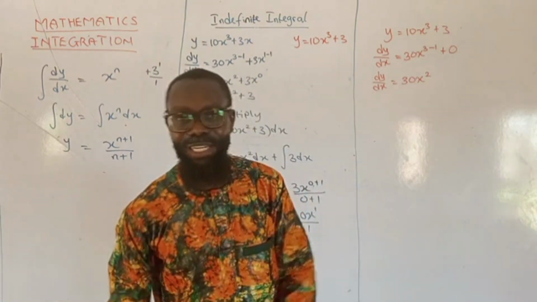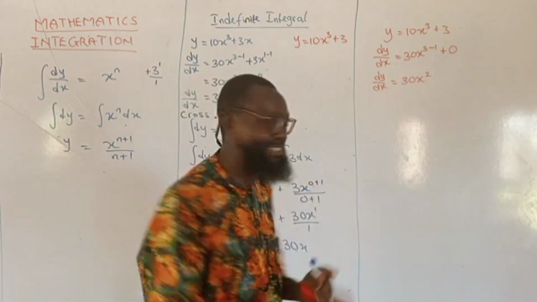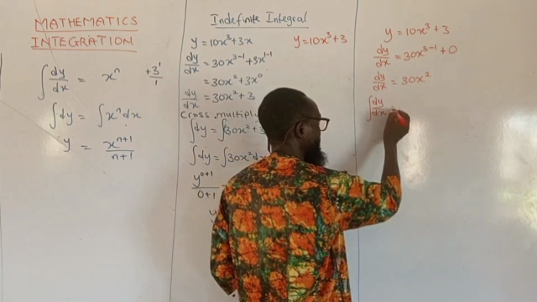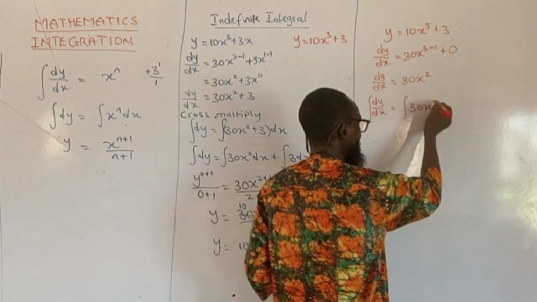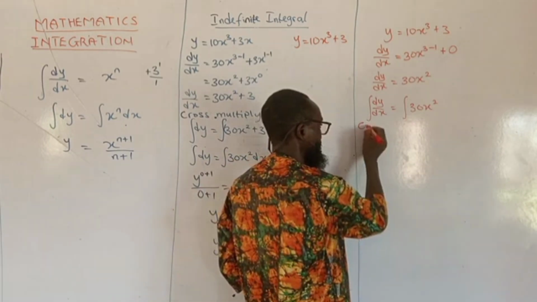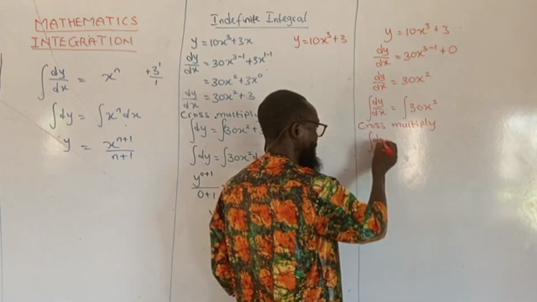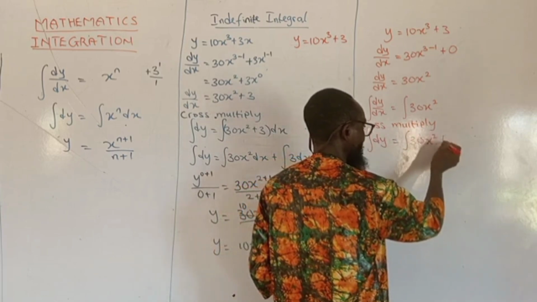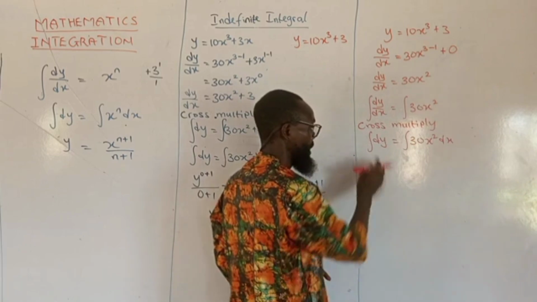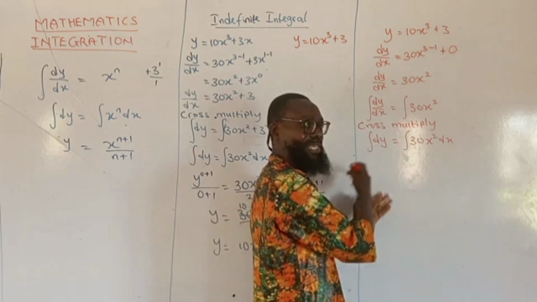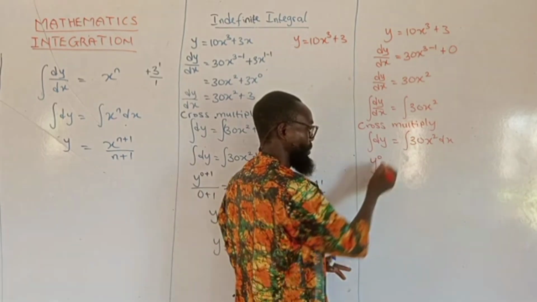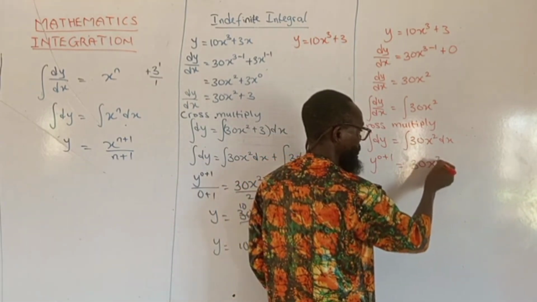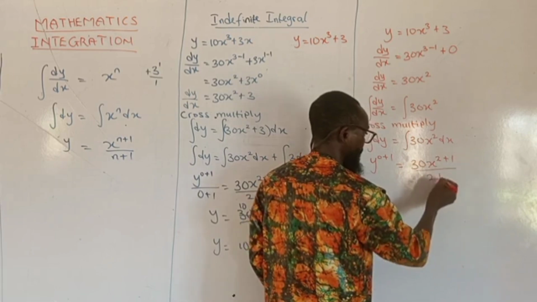We have differentiated. The next step is to now integrate. Introduce the sign of integration. dy/dx equals 30x squared. Cross multiply: I have integral dy is equal to integral 30x squared dx. So my dx is coming here now. When you integrate this one, as you know, there's a constant here. y to the power 0 plus 1 is equal to 30x to the power 2 plus 1 over 2 plus 1.